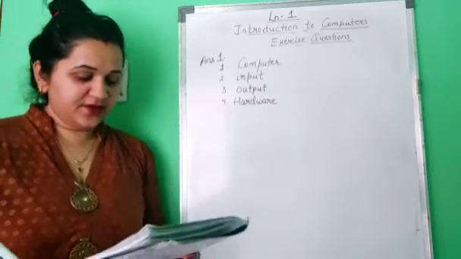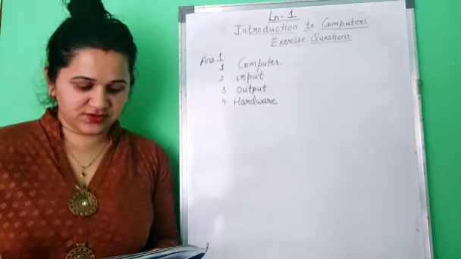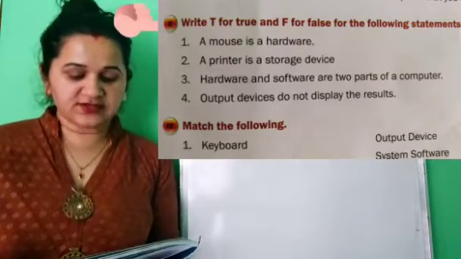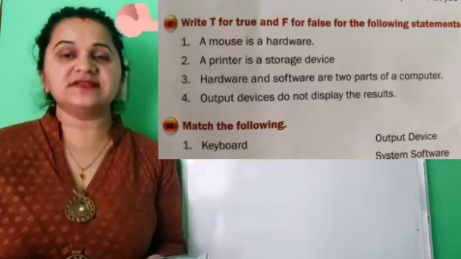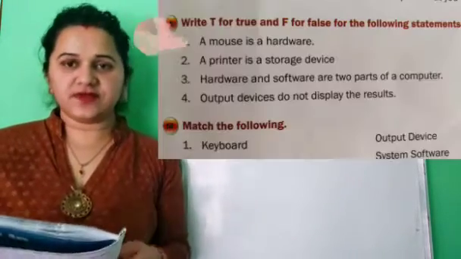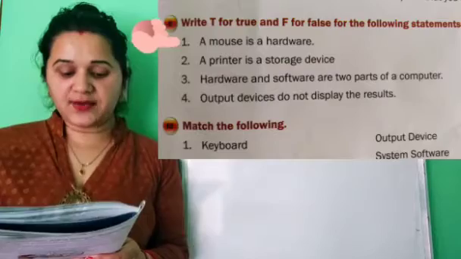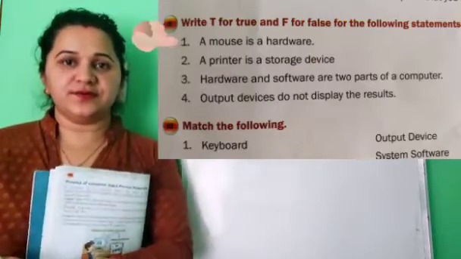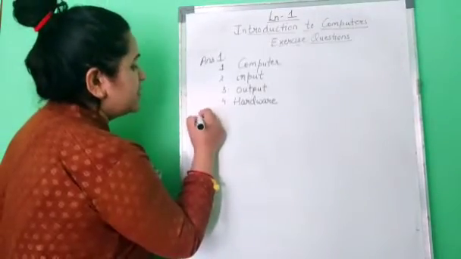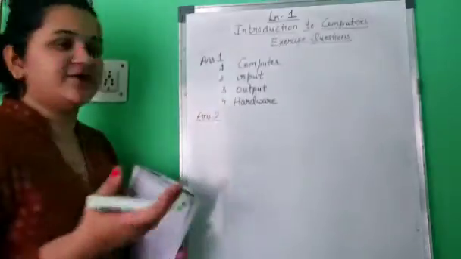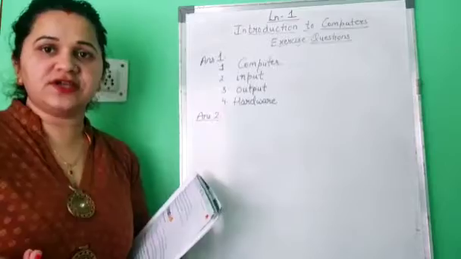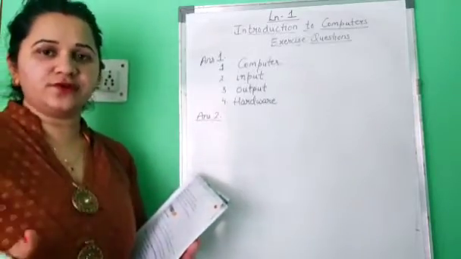Now, children, come to the second question. Question number 2. Write T for true and F for false for the following statements. First one. A mouse is a hardware. See children, just let me know. 2 parts of computer we have studied, hardware and software. Hardware we can touch and software we cannot touch. So, mouse is what? Hardware or software?